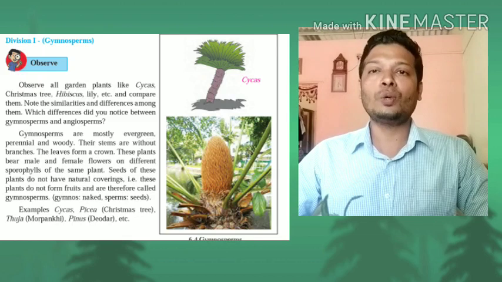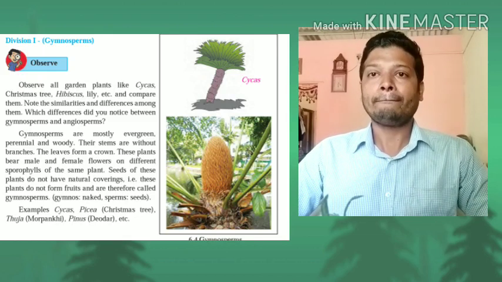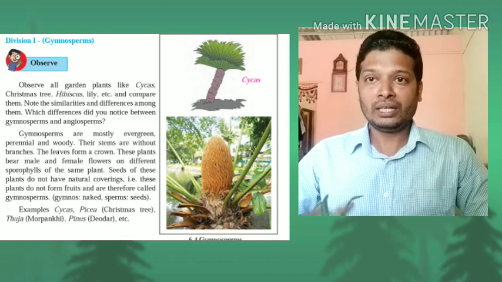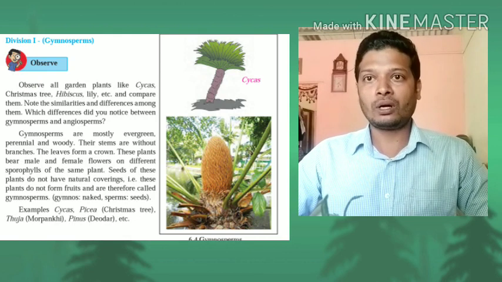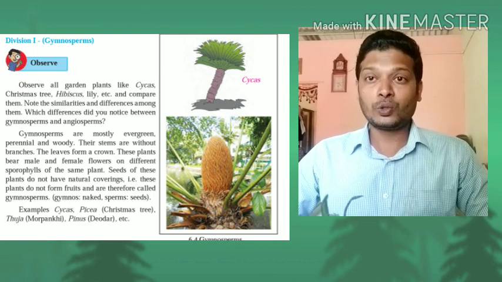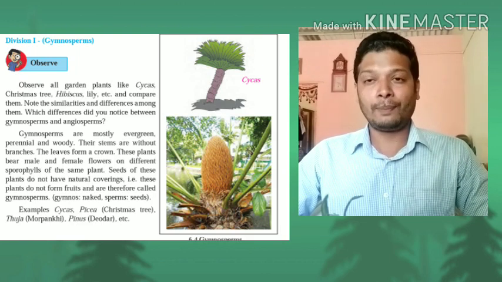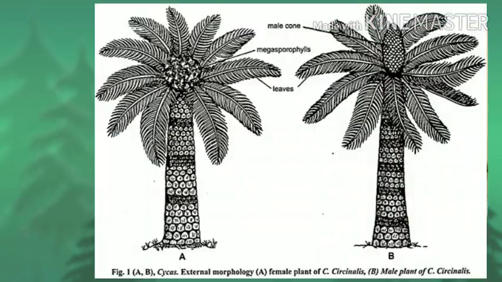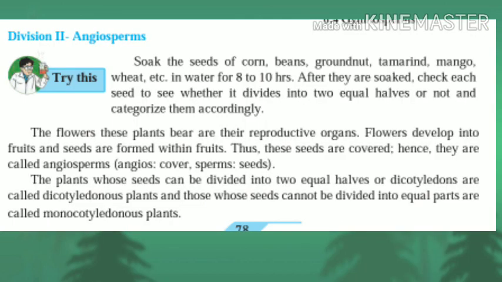Gymnosperms, its meaning is the plants which have their seeds open or naked, or seeds which are not enclosed within the fruit. In case of gymnosperm, the reproduction may occur with the help of male and female spores, and they also have male and female plants separate. Male plant is different from female plant. Again the examples are cycas or thuja or Christmas tree. Next is division Angiosperms. Angiosperms are said to be the most evolved plants in the entire kingdom Plantae.